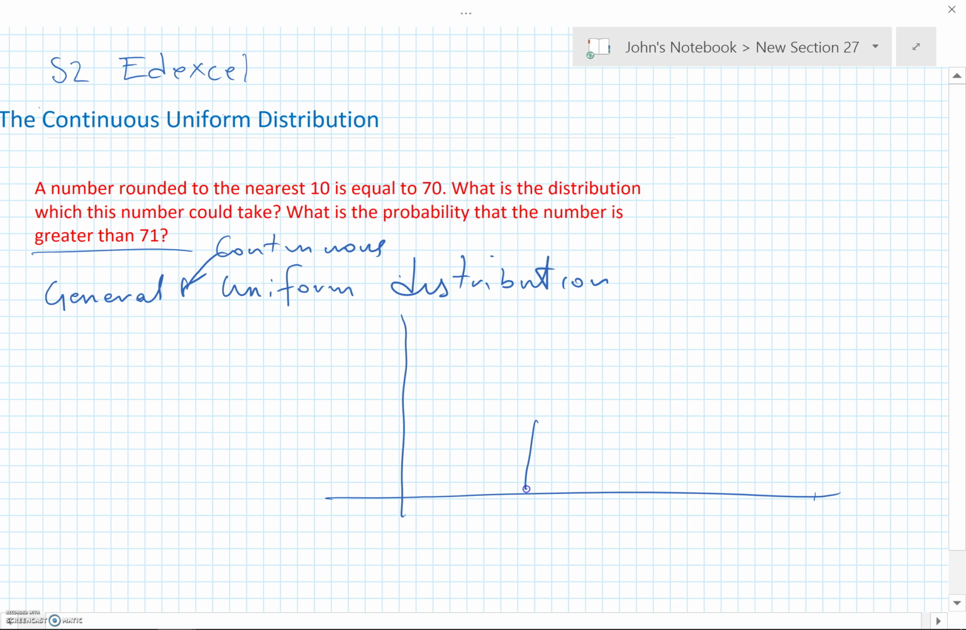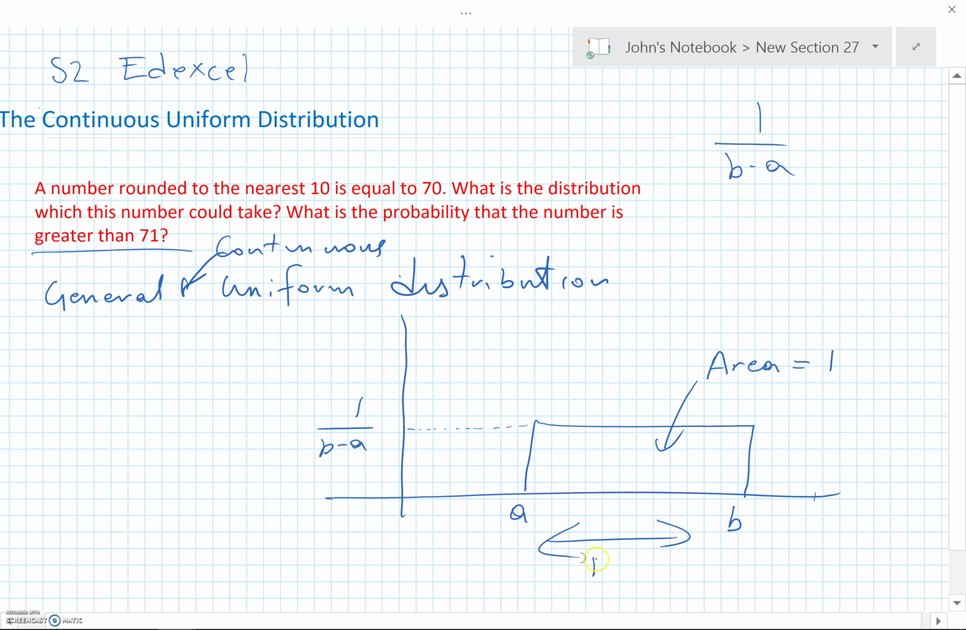So here we go. We've got A and B. Let's make B the maximum it could be, A the minimum it could be, and we should be able to see from this that because the area here has got to be equal to 1, this number should be 1 over B minus A. This length here is B minus A, so the height times B minus A equals 1.